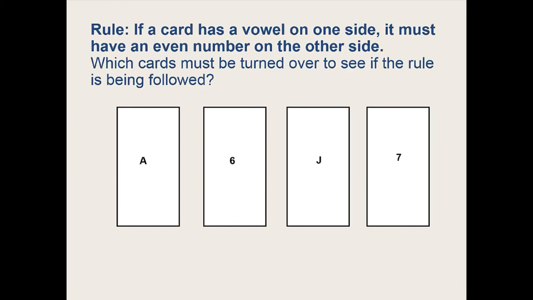So here's our rule. If a card has a vowel on one side, it must have an even number on the other side. Okay, so that's the rule. Now let's take a look at our 4 cards. We have A, 6, J, and 7. So every card has a number on one side and a letter on the other side. And once again, our rule is if it has a vowel on one side, it must have an even number on the other side. So go ahead and take a moment and figure out which of the cards must be turned over to see if the rule is being followed.